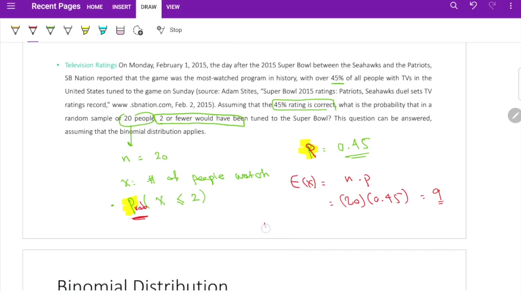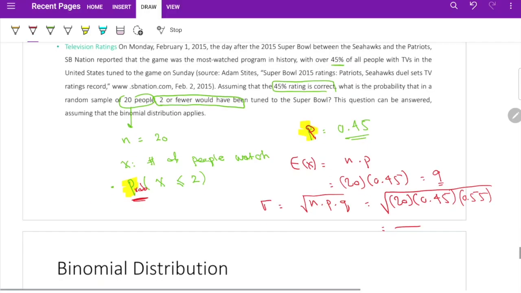The standard deviation, which is sigma, is N times P times Q under square root. What is N? 20. What is P? 45%. What is Q? It is 1 minus 45%, which is 55%. All of this under square root. Then you get the answer. So this is the expected value and the standard deviation of the binomial distribution.